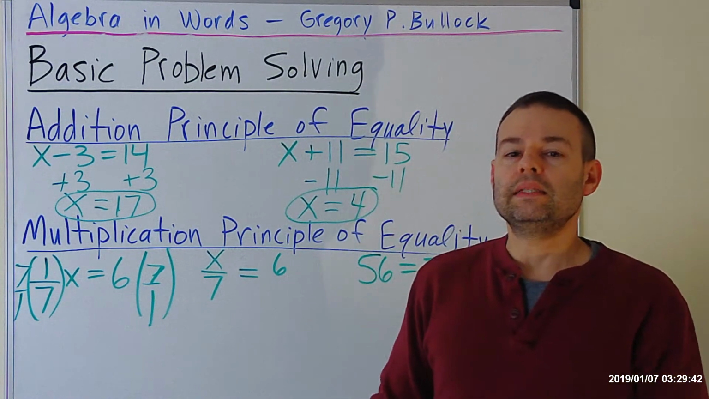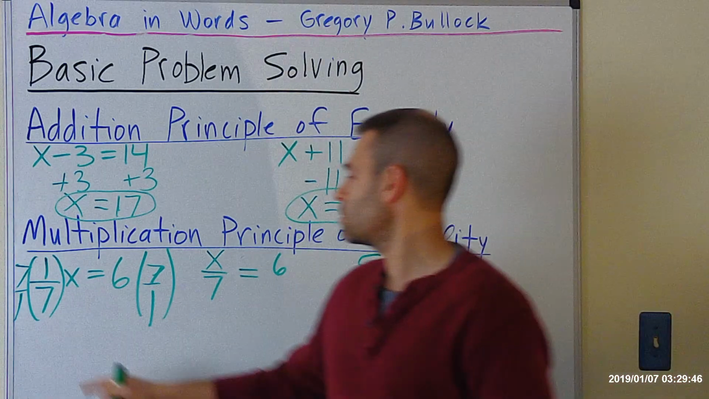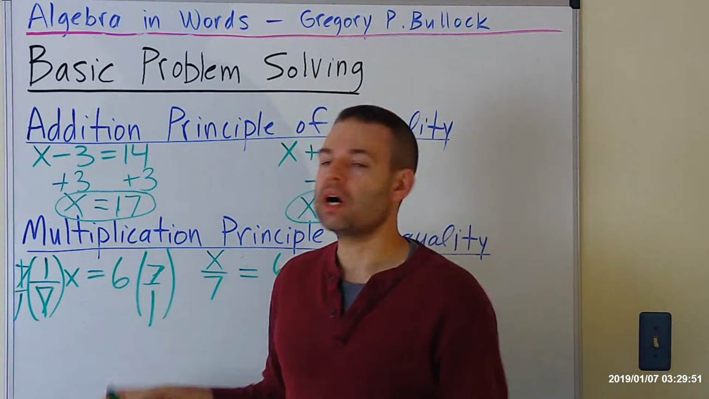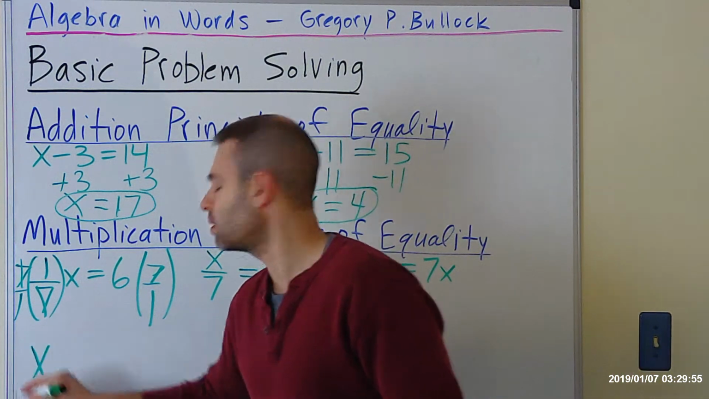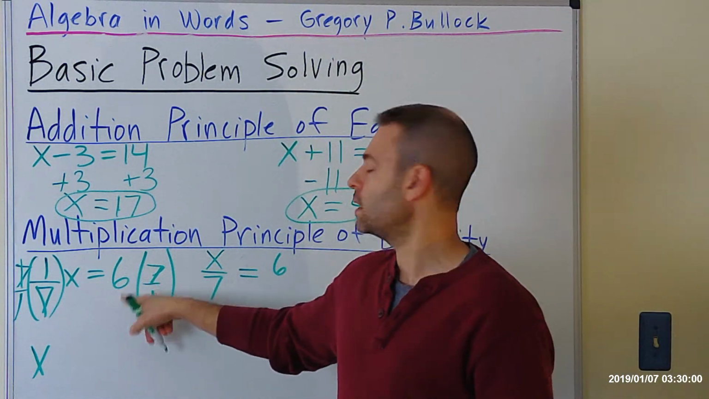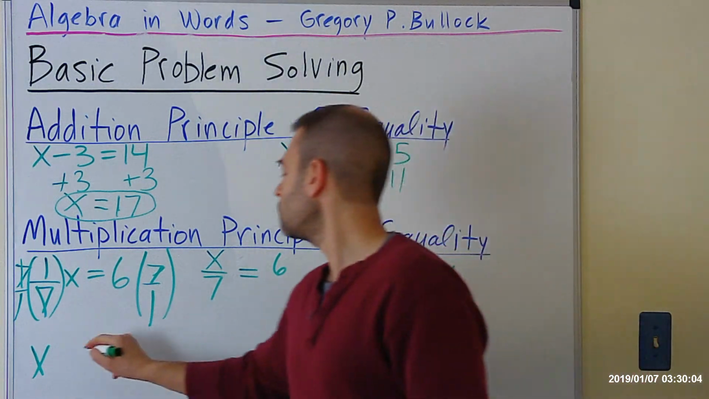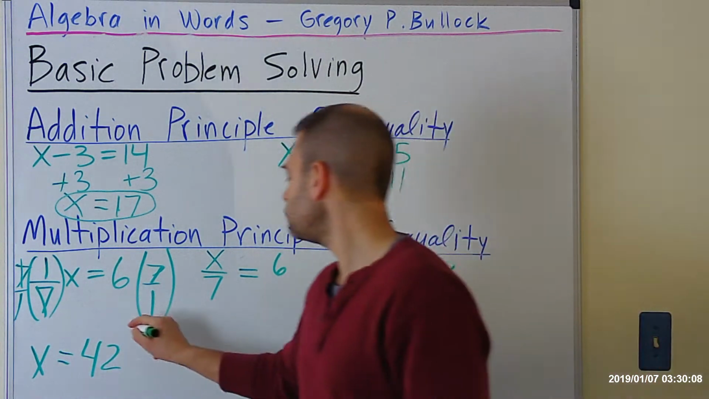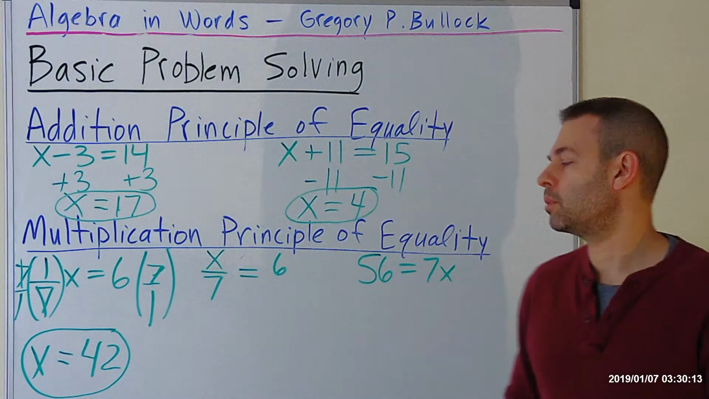All right? Now we can implement some basic canceling out of common factors. 7 over 7 cancels out to 1. We have 1 over 1, which you could just say 1. You don't have to write the coefficient 1. We get x on the left. And on the right, we have 6 over an unwritten 1 times 7 over 1. Multiply the numerators. What's 6 times 7? 42. All right, we'll go on to the next problem.